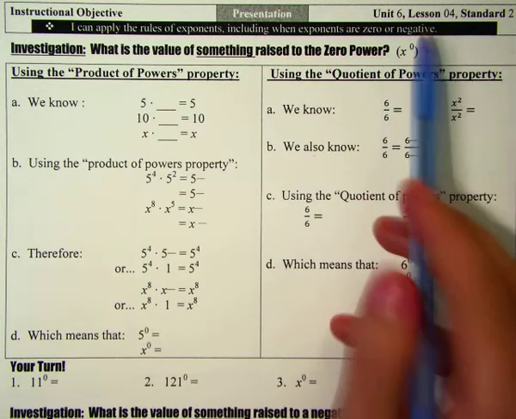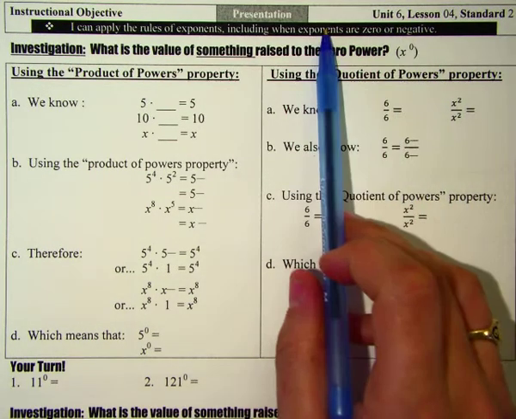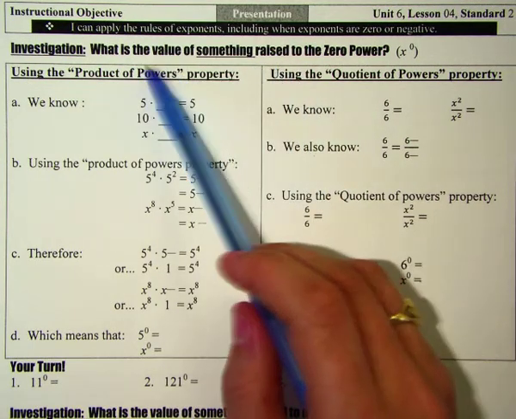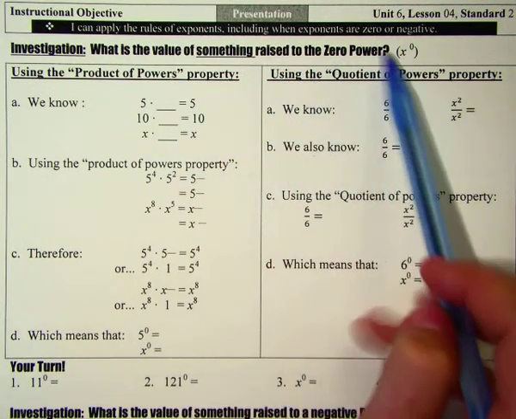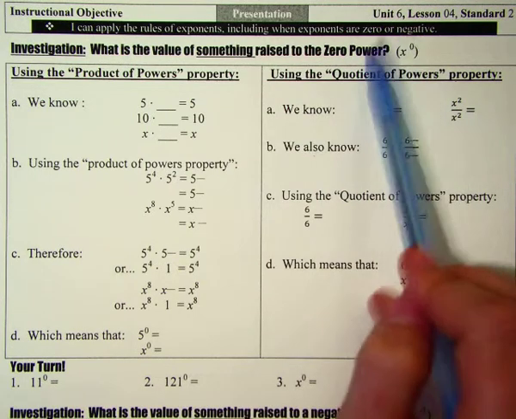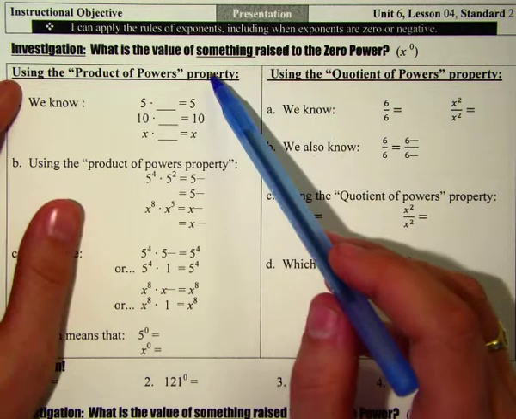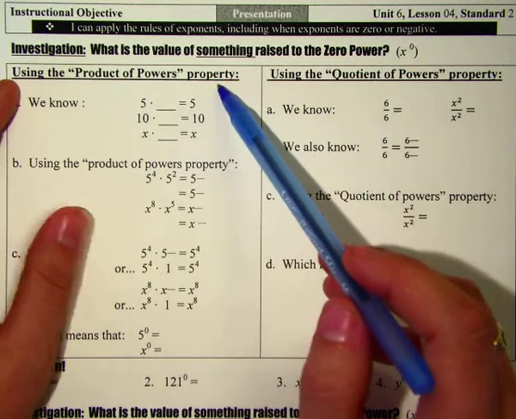Okay, this is lesson 6.4, which is negative and zero powers. Okay, so we're going to go through a little investigation first. What is the value of something raised to the zero power? So something that looks like this. Okay, we're going to go through this two different ways. First, we're going to use the product of powers property that we already know.